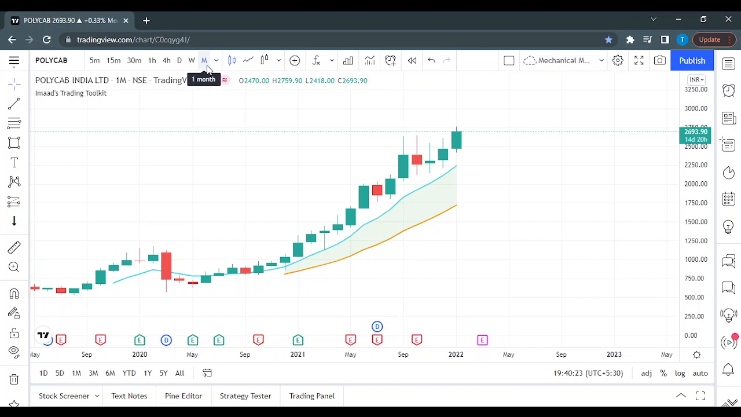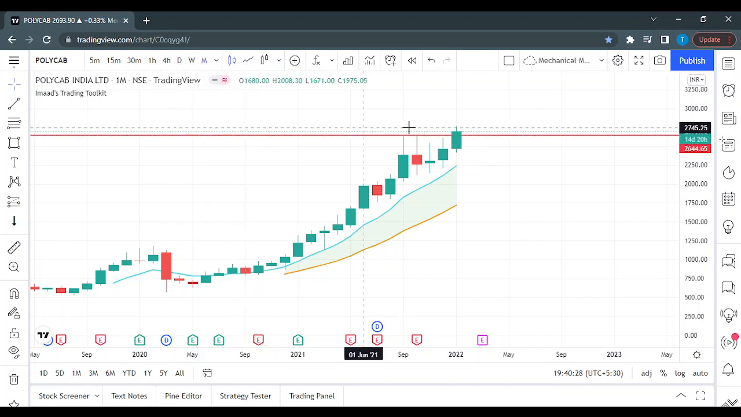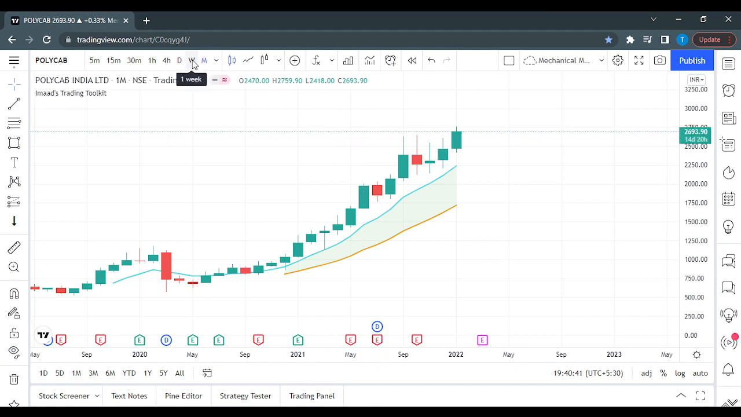If you really want to see price action here, just a simple price action, you'll see that even the closing price of this month has now broken out of the multiple previous months' high. This is a good signal. Right now we're going to go to the weekly time frame.